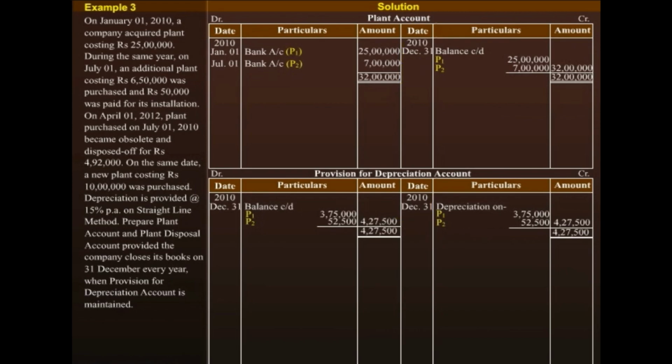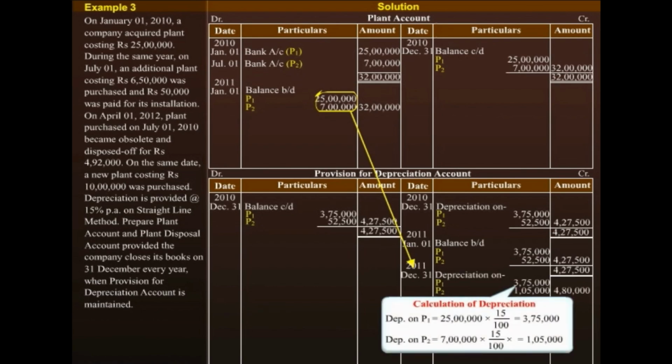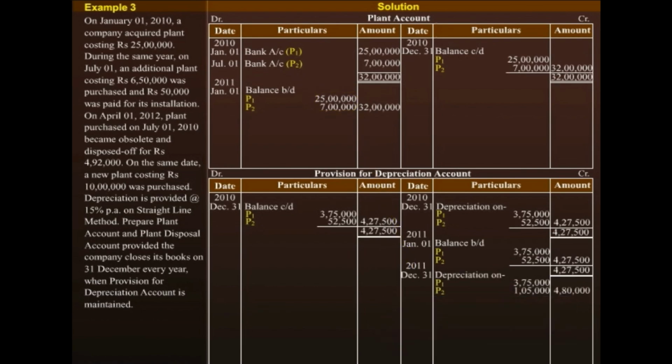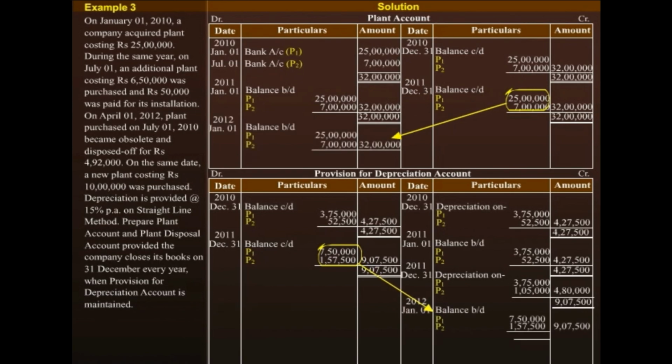In the next year, that is 2011, these balances are brought down. Since no other information is given related to this year, depreciation is charged on these balances straightforwardly. So now we carry forward the whole amount of depreciation to the next year. Also, these balances of P1 and P2 are carried exactly the same. In the next year, that is 2012, the balances of both the accounts are brought forward like this.